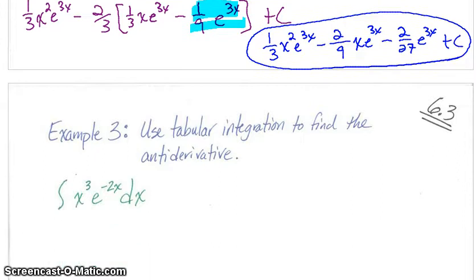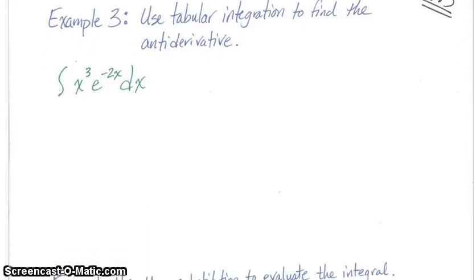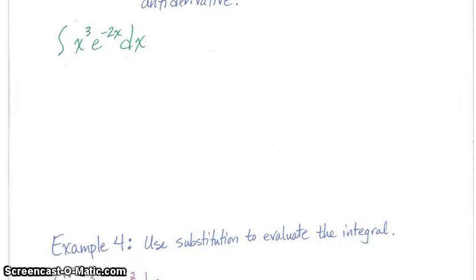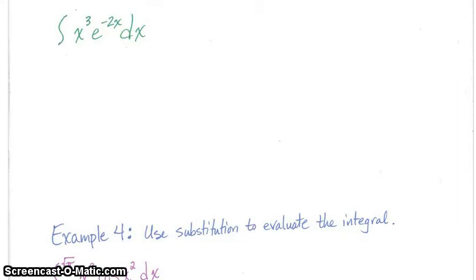All right, here we go. Example 3. Use tabular integration to find the antiderivative. So here is our example. Hopefully you guys remember that we're going to set up with our tabular integration. I'll let you get a head start. Try it out and go.